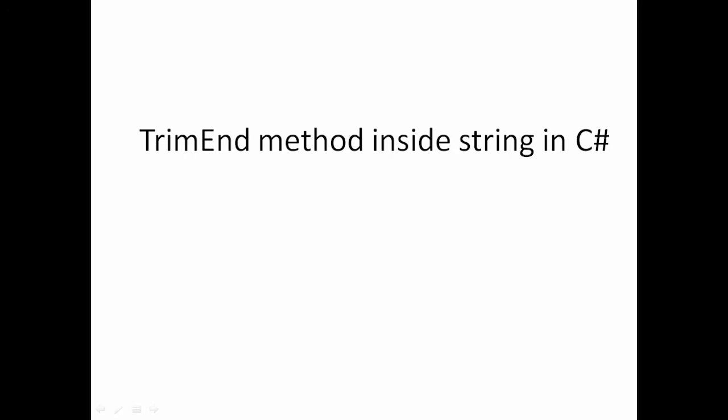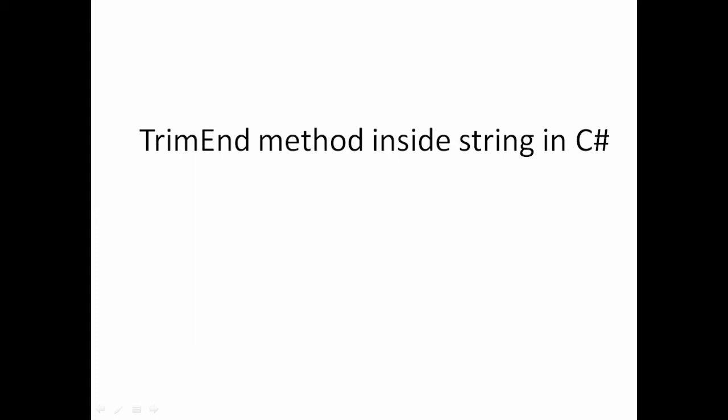And today in this video we will talk about how to use the TrimEnd method inside string in C#. So basically the TrimEnd method will remove all the trailing spaces present in that particular string. Which means, let's say I have a string which contains some trailing spaces. Whenever I add the TrimEnd method to that string, it will remove all the trailing spaces present in that string and return that particular string.